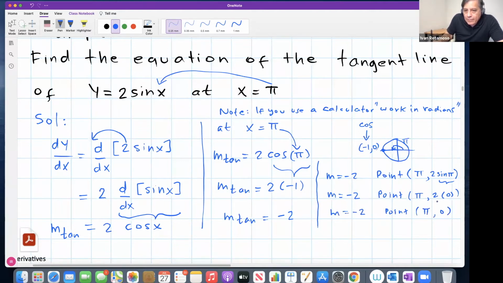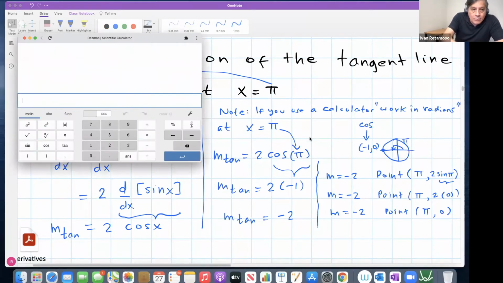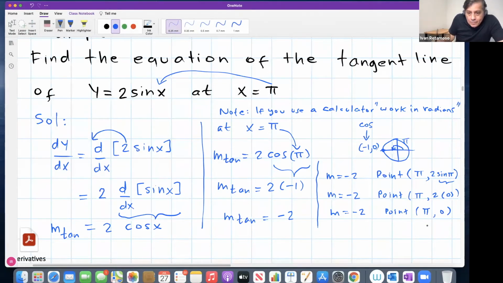Professor, could you show how you get this in the calculator? Sure. 2 times sine is here, of pi. You can type pi or just pick it up from here. And again, guys, you see, this is showing this if you work in degrees, but remember, you're supposed to work in radians. 0. So just be careful there. If you use a calculator, there's nothing wrong with that, but just be careful that you're doing the computations in radians for these trigonometric forms. So 0. I got the point and I got the slope.